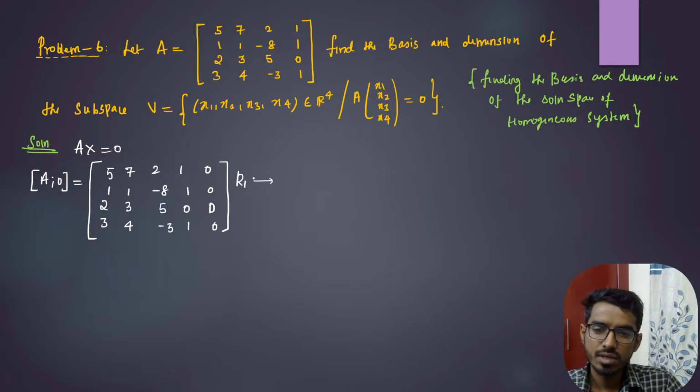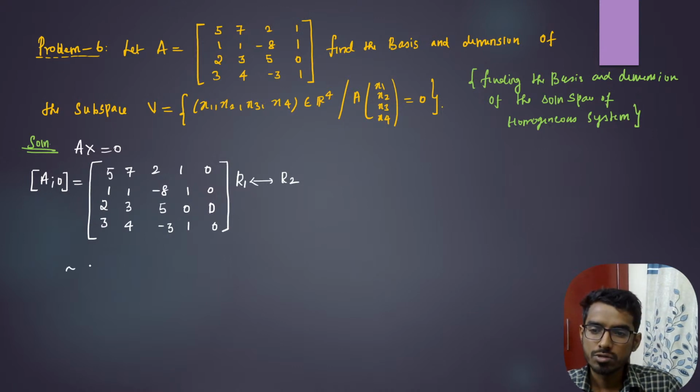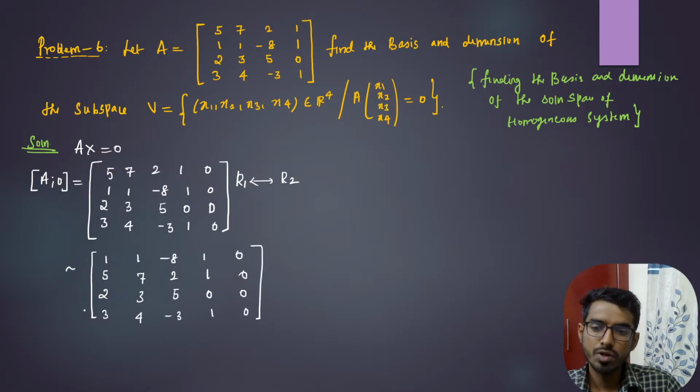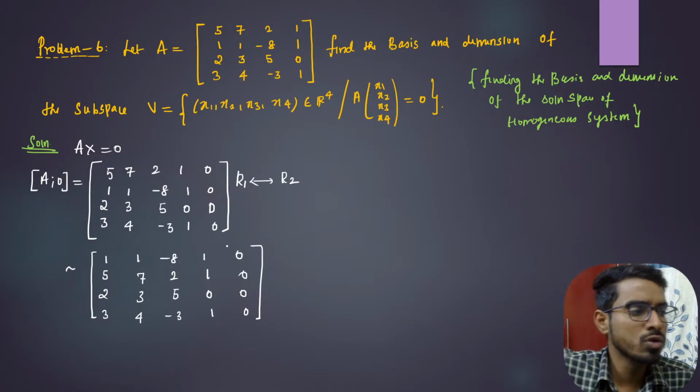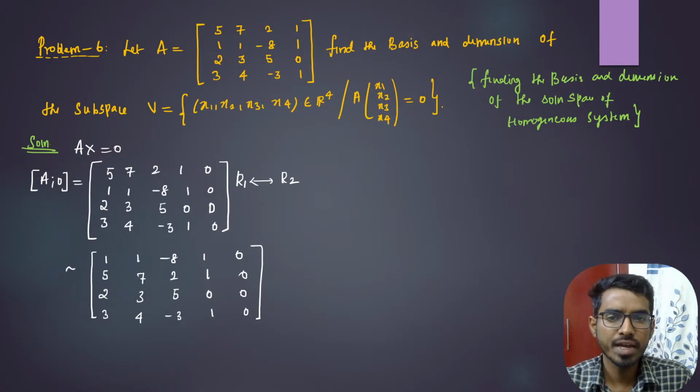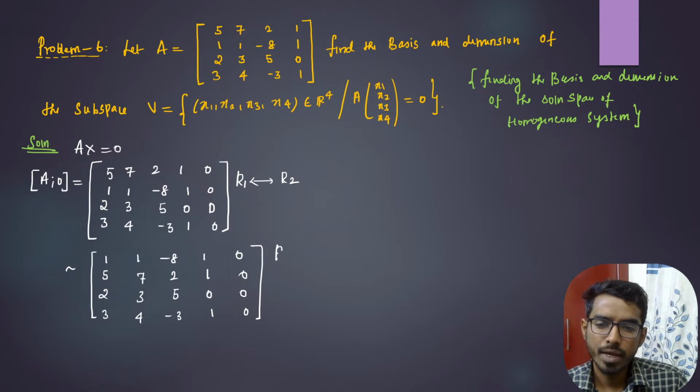So first I will make this easy by just interchanging R1 and R2, equivalent to 1 1 minus 8 1 0. Then we have 5 7 2 1 0, and then we have 2 3 5 0 0, and then we have 3 4 minus 3 1 0. So what we'll do is we'll reduce this to row echelon form. See, first we'll find the solution of the homogeneous system, that we already know how to find, right? In lesson number 3 4 we know how to find the solution of homogeneous. So we'll make the transformations.